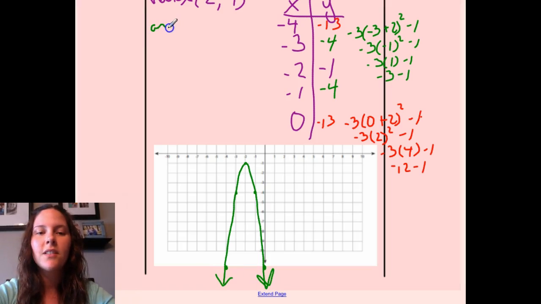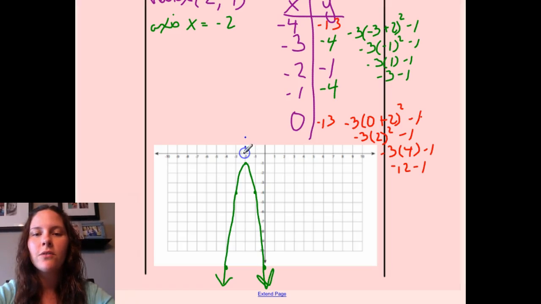Our axis of symmetry would be x equals negative 2, the x-coordinate of the vertex. So if we were to put that on the graph, we would have this vertical line through x equals negative 2 that we could flip the graph across.